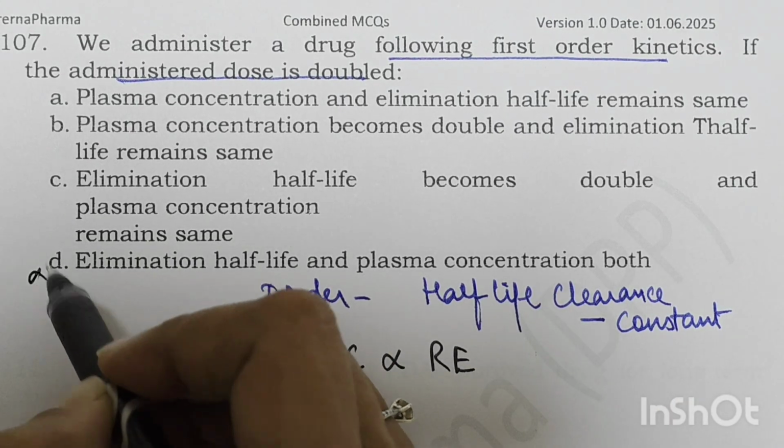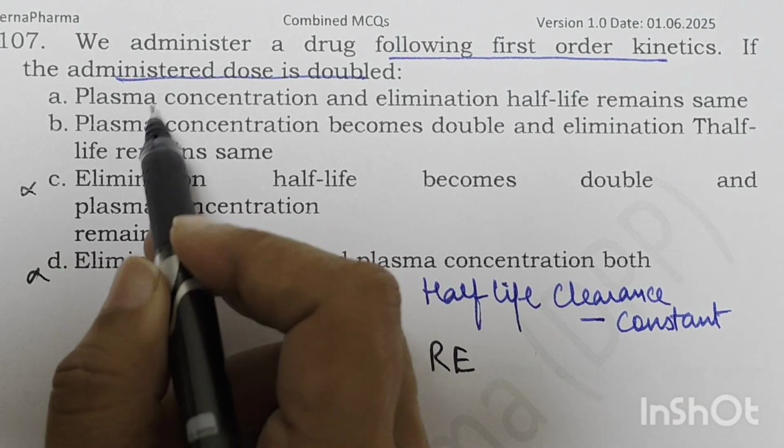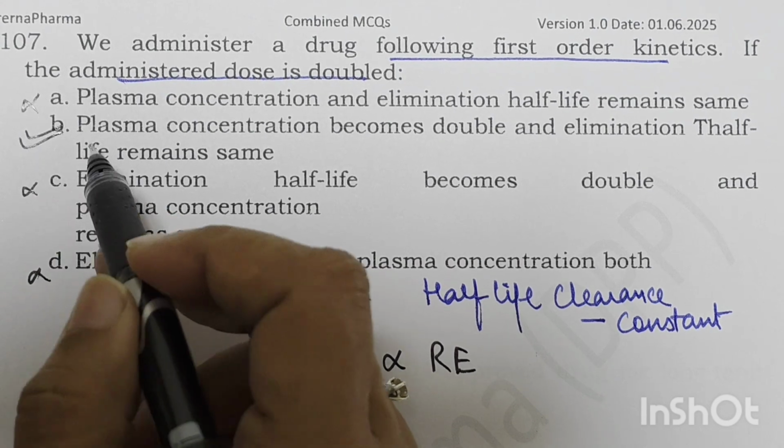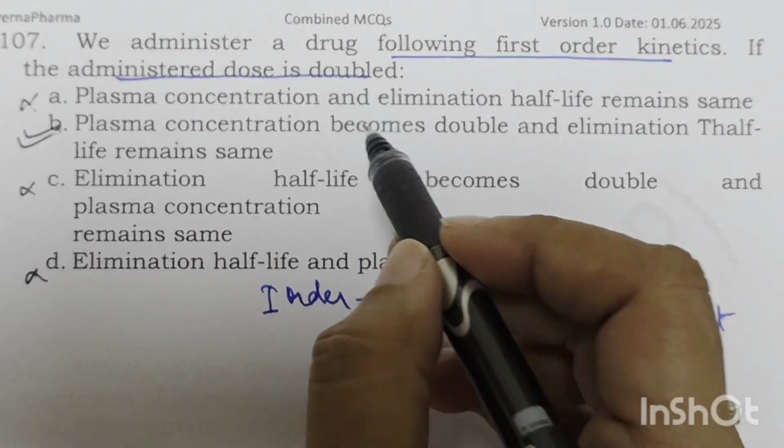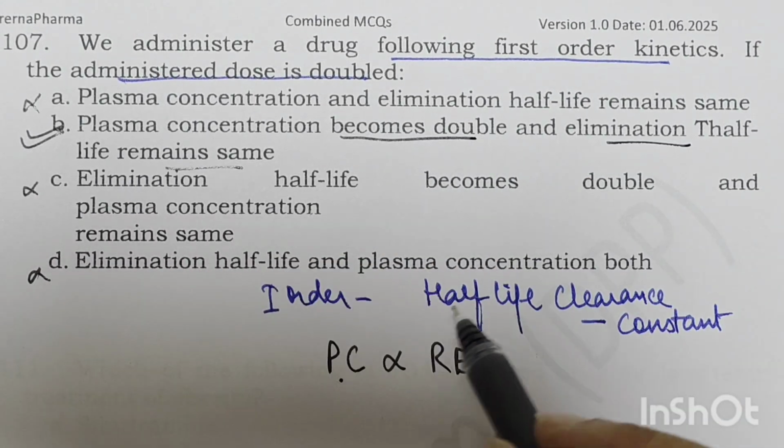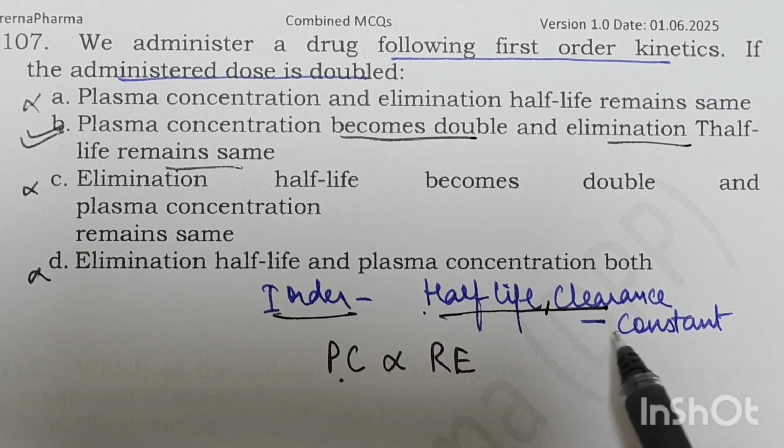So here this answer is wrong, this answer is wrong. Plasma concentration will not remain the same, it will double. So the right answer is this one: when you double the dose, plasma concentration becomes double, but elimination half-life remains the same, because in first order kinetics half-life and clearance remain constant.